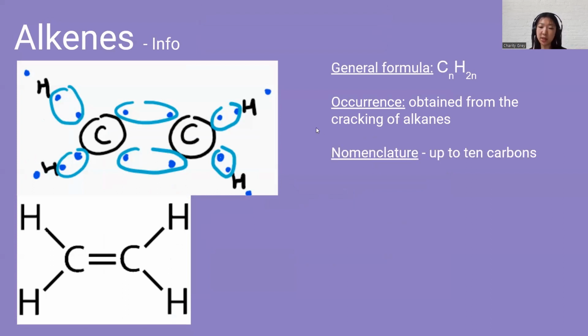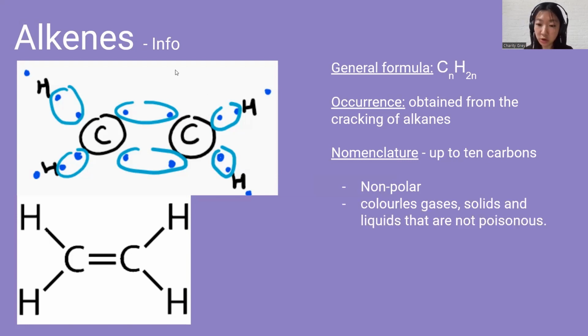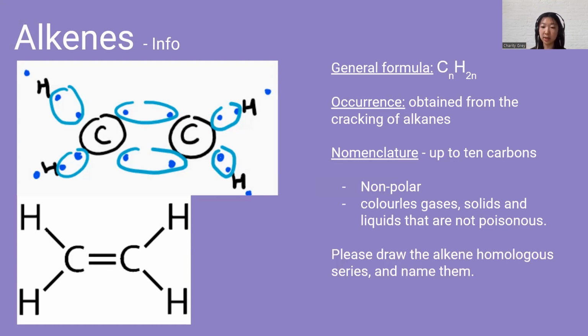The nomenclature, it's best if you know it up to 10 carbons because this is very similar to alkanes. If you understand alkanes, you will also be very quickly able to understand alkenes because a lot of them are the same. As well, we want to know that our alkenes are also, like alkanes, non-polar. They are also colorless, and they can be gases, solids, and liquids, and they are usually not poisonous. There are exceptions, but for the most part, they are not poisonous.